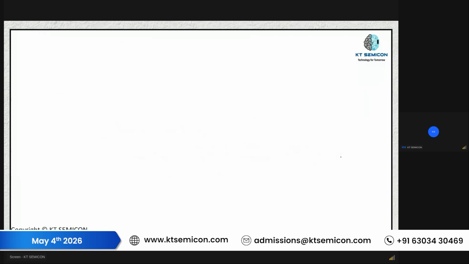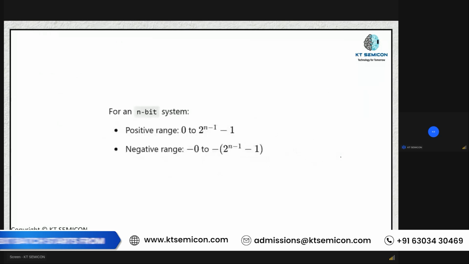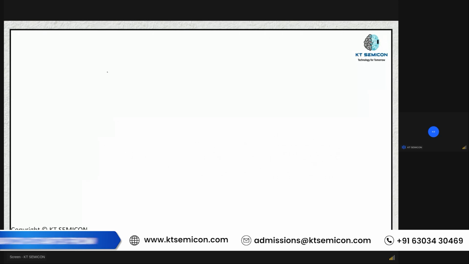Now, the range of numbers which we can represent using ones complement form of representation is 0 to 2 power n minus 1 minus 1.